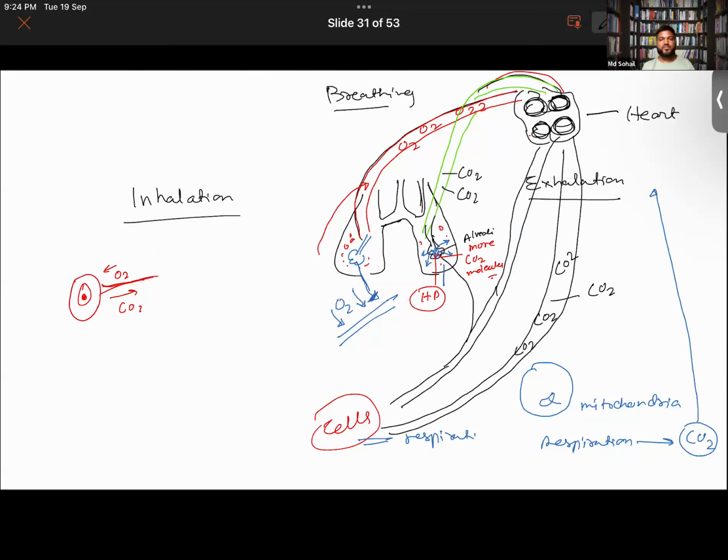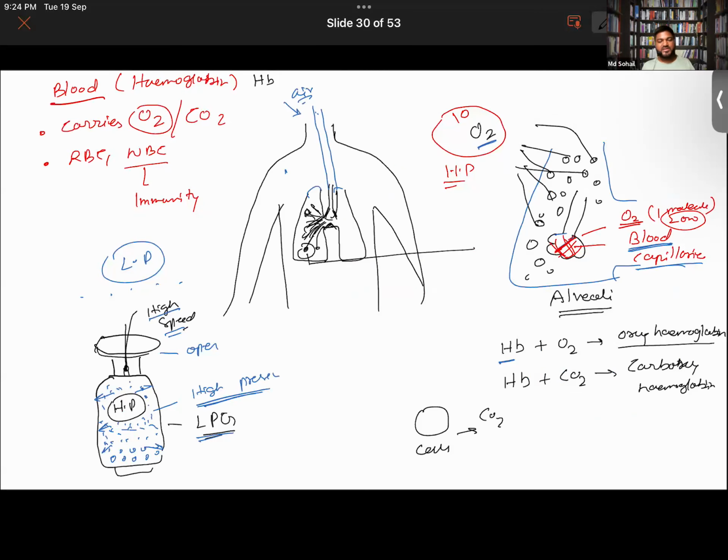Yes, sir, it's clear. Okay then, a few questions I would like to pose. What is the basic difference between aerobic and anaerobic respiration? Sir, in aerobic respiration, oxygen is required, and in anaerobic respiration, oxygen is not required.